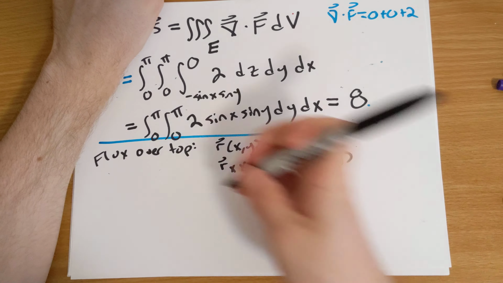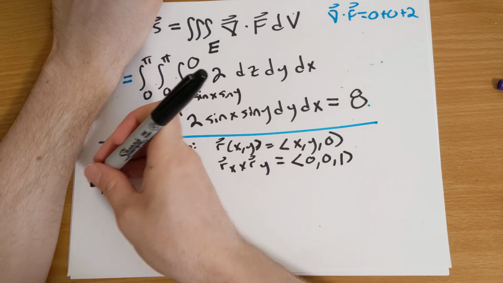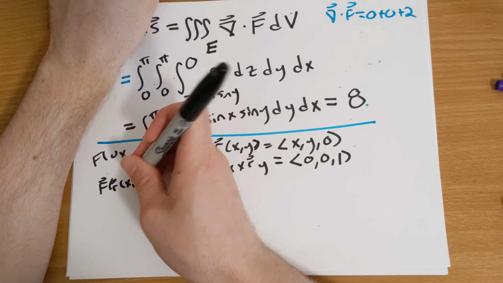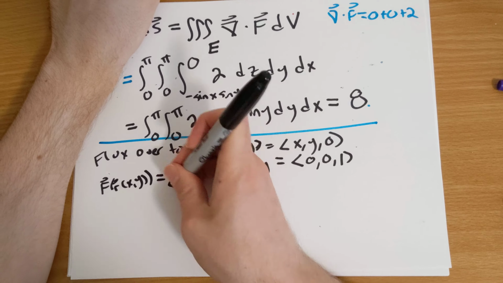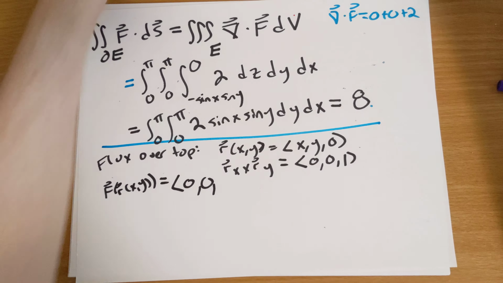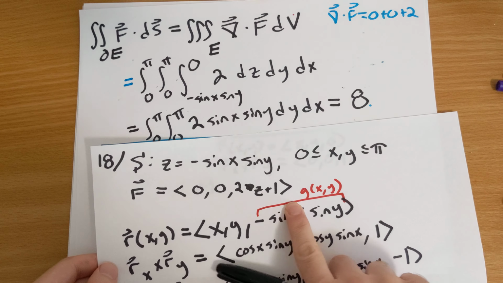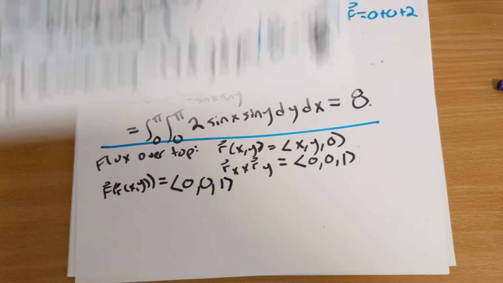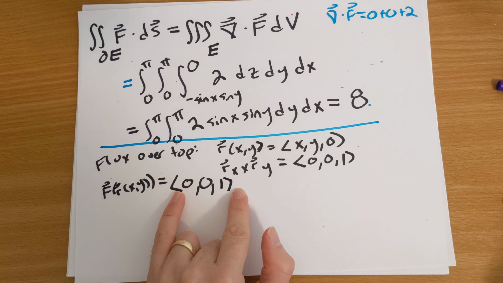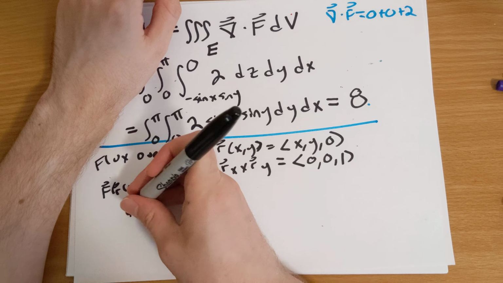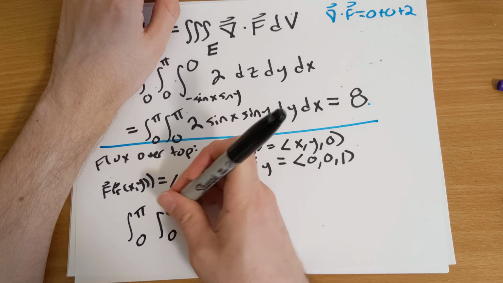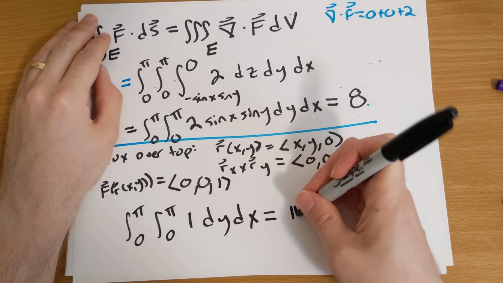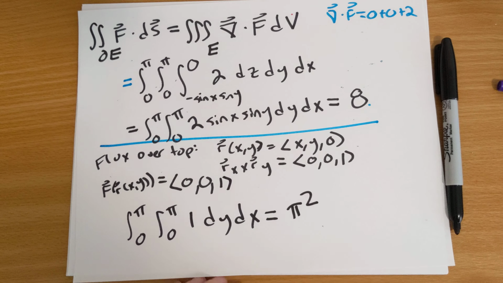That looks good. And F, our integrand here, evaluated with our parameterization will be 0, 0, and now 2 times z plus 1, but z in our parameterization is 0. So this is just 0, 0, 1. The dot product of 0, 0, 1 with 0, 0, 1 is just 1. And so we integrate 1. And x and y are both running from 0 to pi. Sure enough, we get pi squared, and so everything checks out.